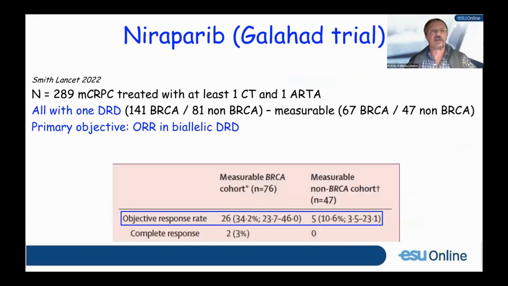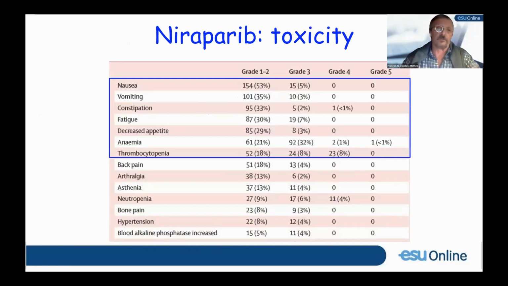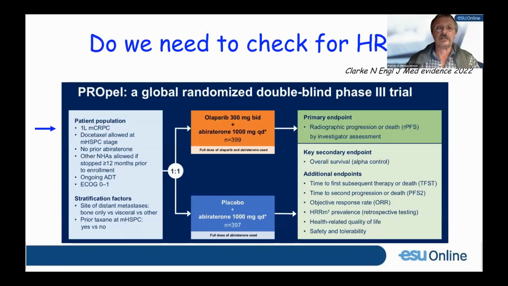Niraparib, just published the GALAHAD trial, 289 patients with metastatic CRPC, all treated with at least one taxane and one ARTA, always at least one DDR abnormality. Again, objective response rate, 34%. If you only check for the measurable disease, 5% objective response rate. So clearly, these PARP inhibitors work. The labeling is a little bit different, but again, olaparib does not require docetaxel first. The toxicity from niraparib, again, significant. And suddenly we have this trial. I show it to you very quickly.